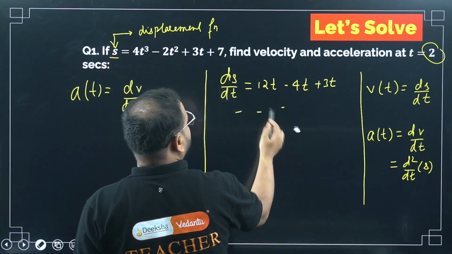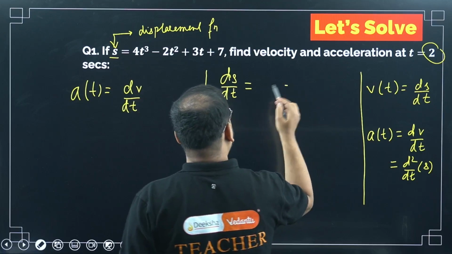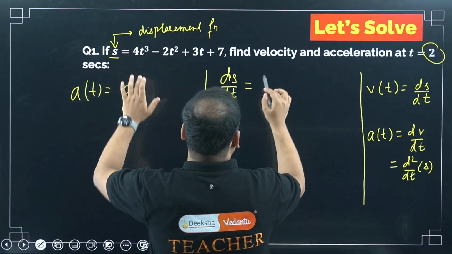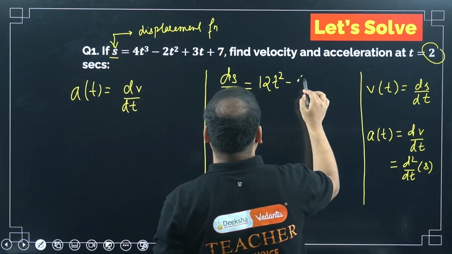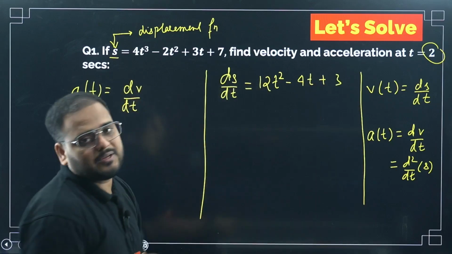I have not taken the differentiation, right, sir? I don't know how we missed it, but let's do it again. Just quickly we'll do, no problem. If I do this, I'll get 12t square, right? And so I'll get minus 4t, right? And plus 3. So I took it as t at both the places.